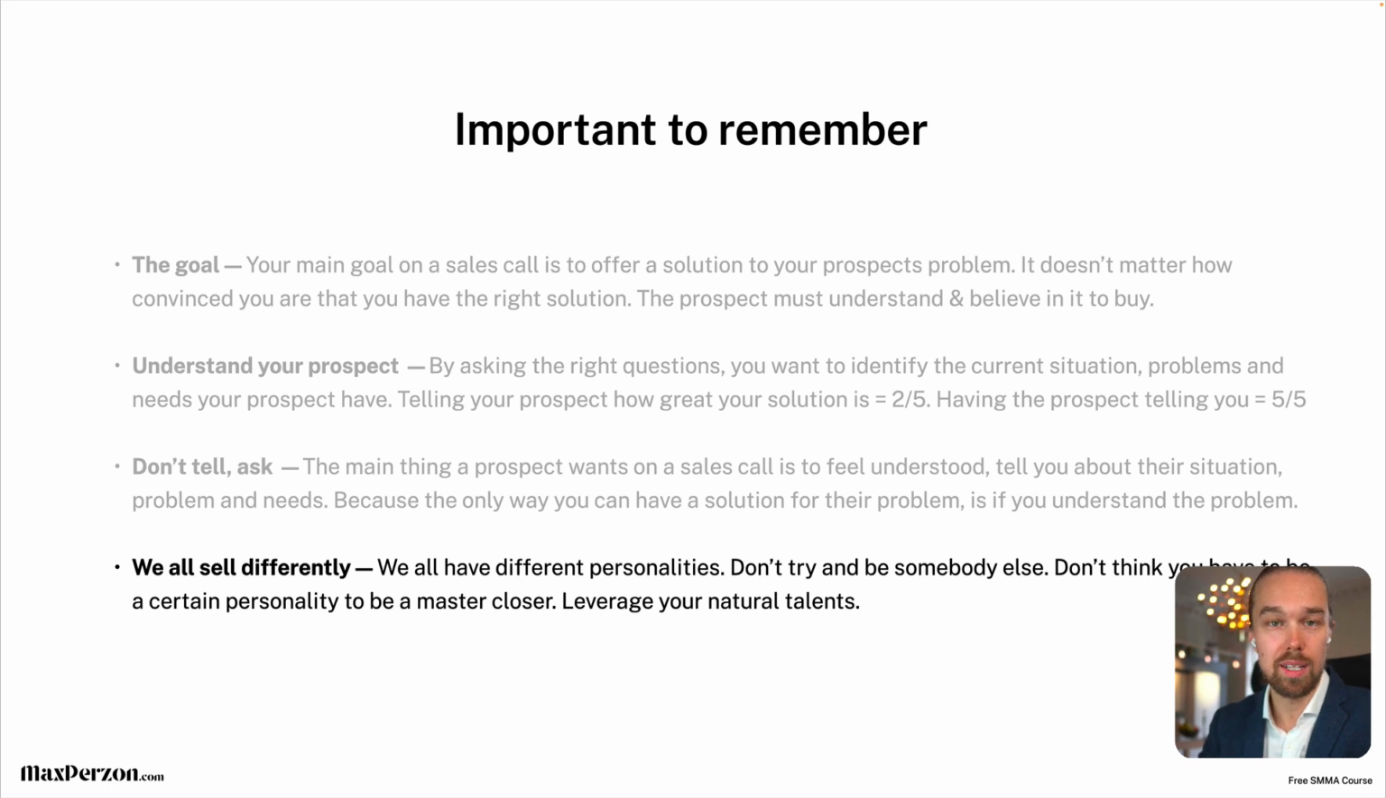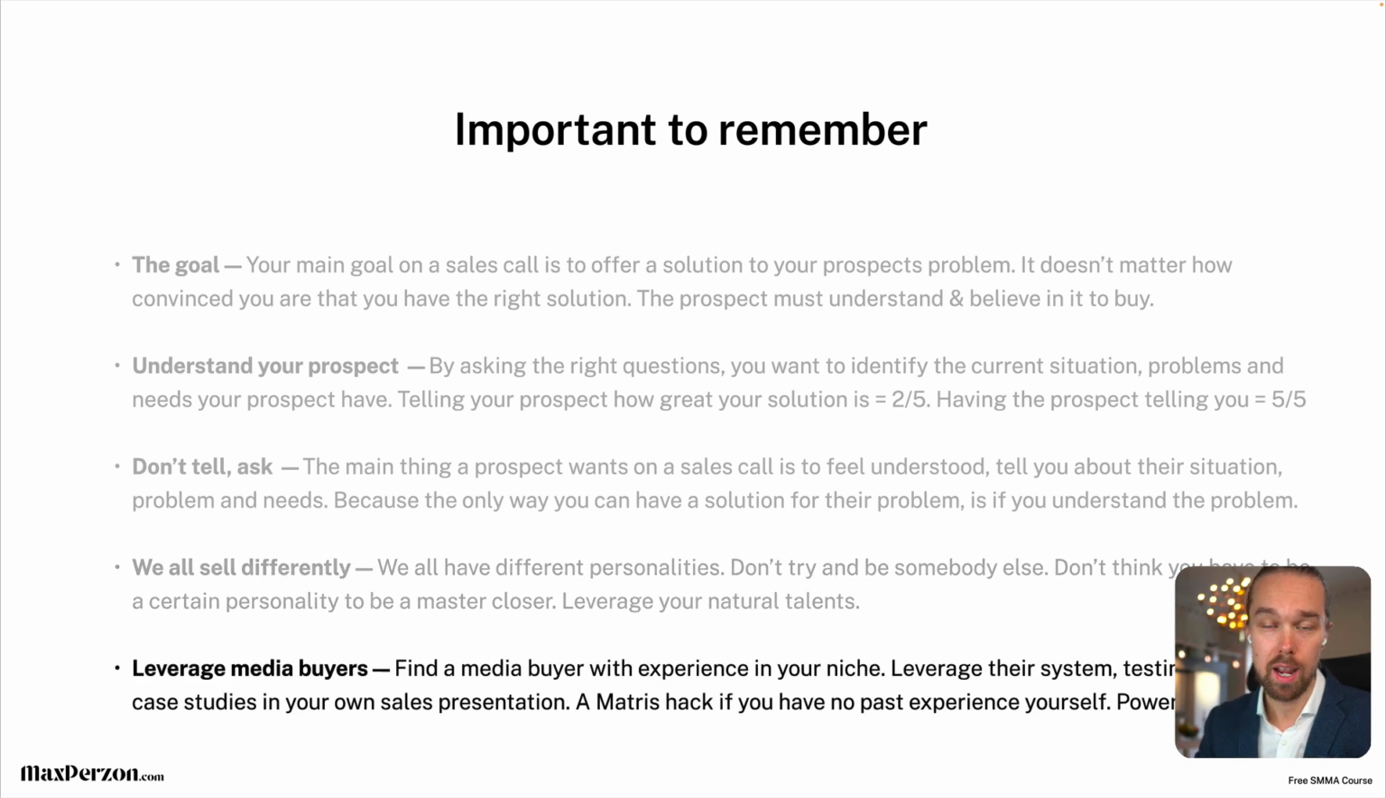The next thing I want to talk about is that we all sell differently, right? So we all have different personality traits and personality types. So don't try and be somebody else. Don't think you have to be a certain personality to be a master closer. Just leverage your natural talents. Just be yourself. If you jump on the call, just be yourself. Just smile the way you smile, laugh the way you laugh, talk the way you talk, interact and move the way you move, right? It's going to leverage your natural talents. So don't try to be somebody else. You could be a master closer exactly the way you are, but you need to operate within a framework, right? You need to know how to do the sales, and that's what I'm going to teach you exactly how to do here in module number 4, right?